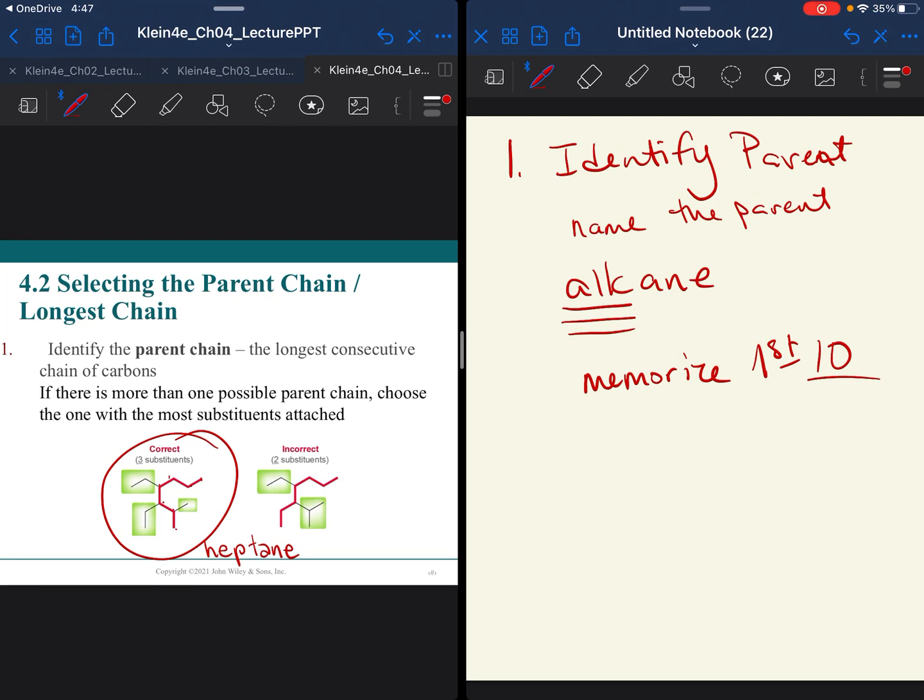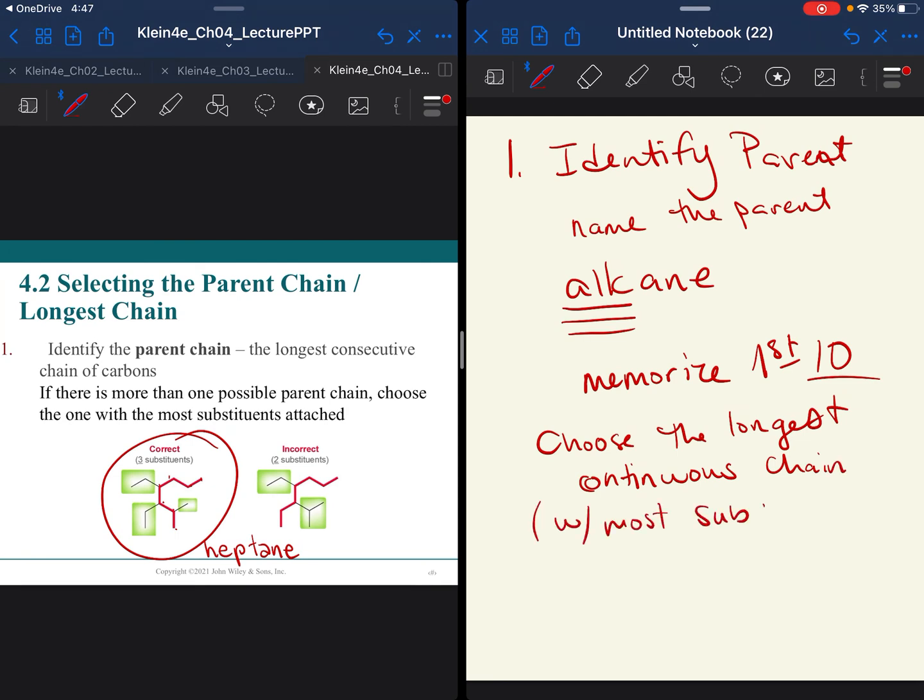So you want to choose the longest continuous chain with the most substituents if there is a tie.